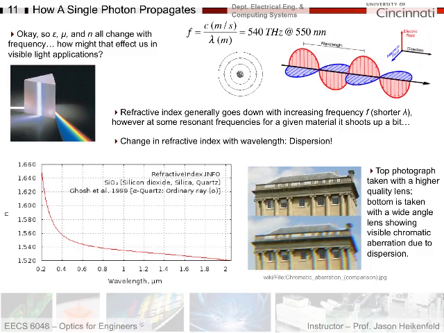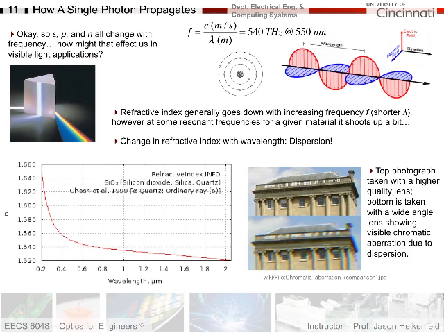So now we know that dielectric constant, permeability, and therefore refractive index all change with frequencies. But how might that affect us in visible light applications? Well, we'll explain that in a second when we look at a prism in terms of how white light splits into its colors. But generally, what I want to point out is that refractive index generally goes down with increasing frequency or shorter wavelengths. So as you go to shorter wavelengths, the refractive index goes down. Okay? And again, with the visible spectrum, 550 nanometers is about 540 terahertz of frequency.